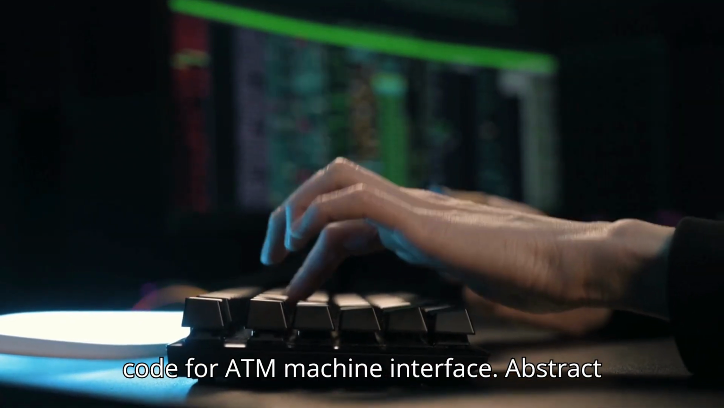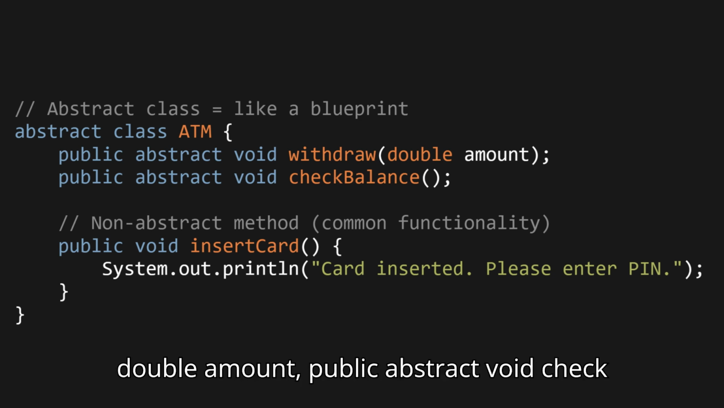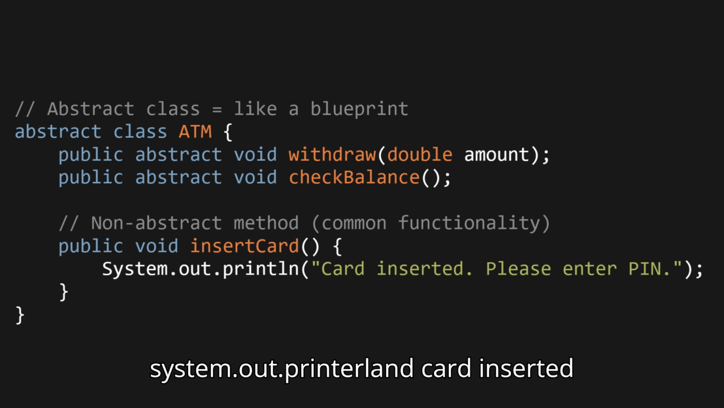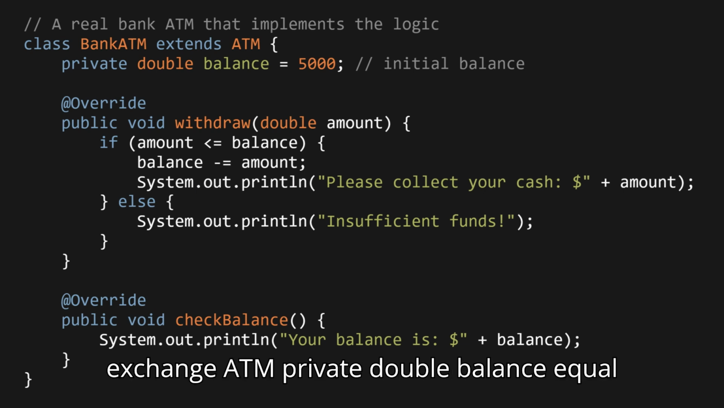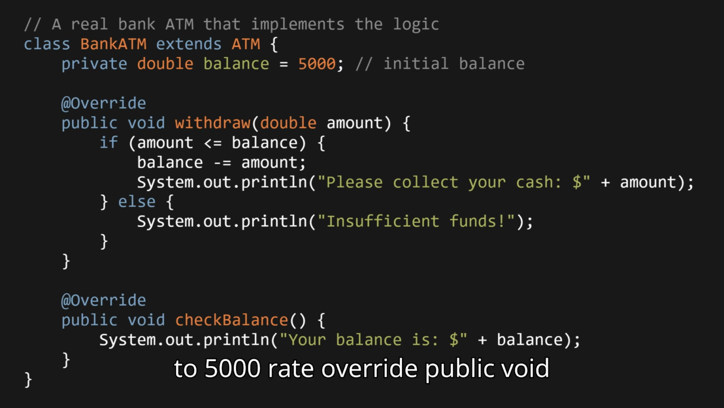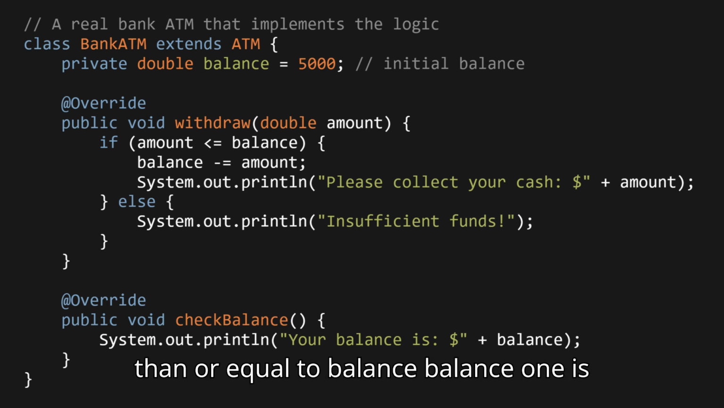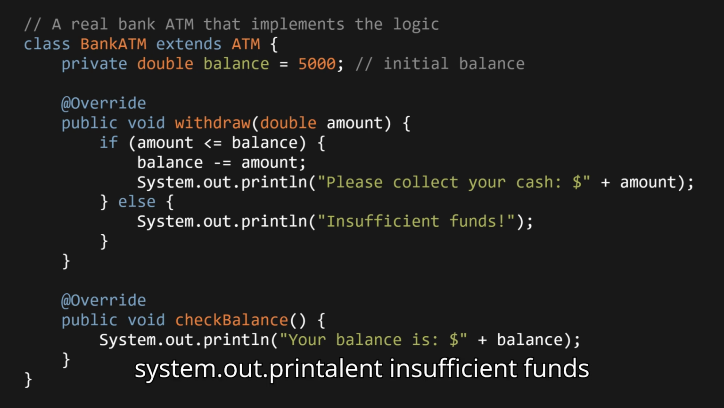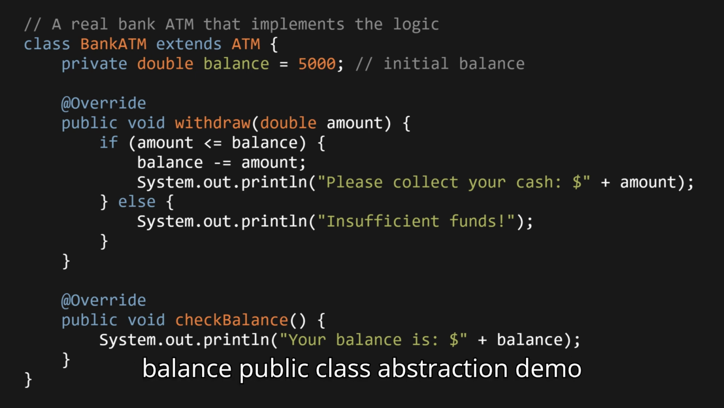Let's write code for an ATM machine interface. Abstract class ATM, public abstract void withdraw(double amount), public abstract void checkBalance(), public void insertCard(), System.out.println("Card inserted, please enter PIN"). Class BankATM extends ATM, private double balance = 5000, @Override public void withdraw(double amount), if amount <= balance, balance -= amount, System.out.println("Please collect your cash $" + amount), else System.out.println("Insufficient funds"). @Override public void checkBalance(), System.out.println("Your balance is $" + balance).